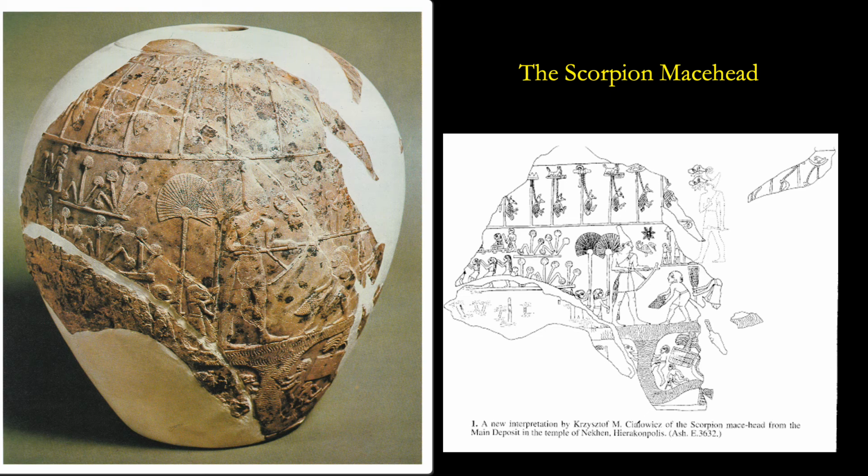Let's first look at the scorpion mace head. Here you see what's left of the mace on the left. If you look at the drawing on the right, you can see the scorpion king in the middle. There are standards above him, in this case holding animal skins. This will be a symbol we'll see a lot of. He himself holds a hoe, and there are fields and streams around him. Let me show you a better detail.